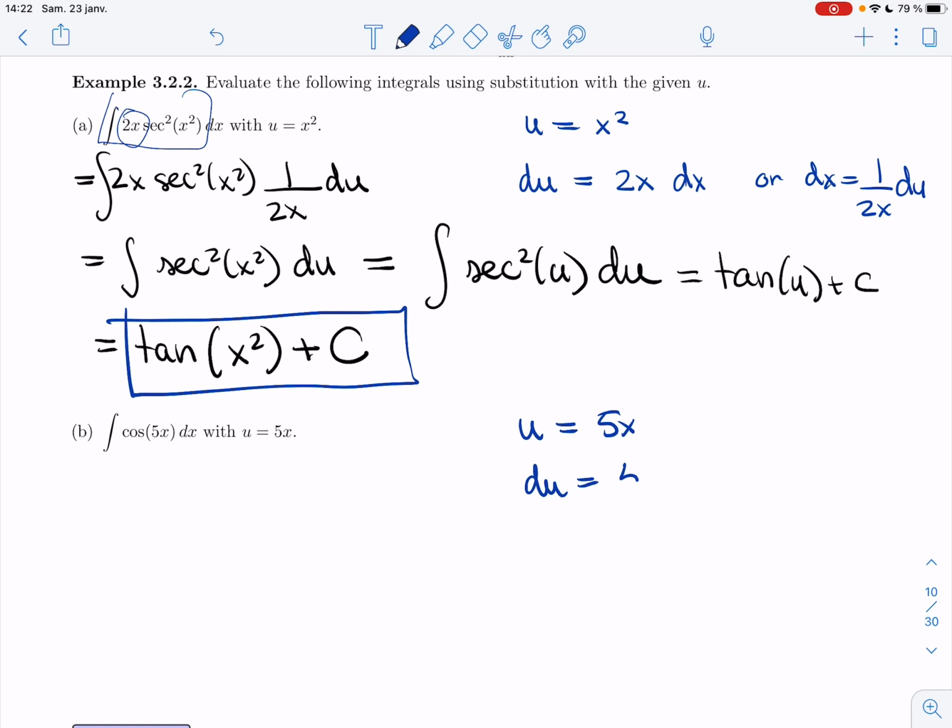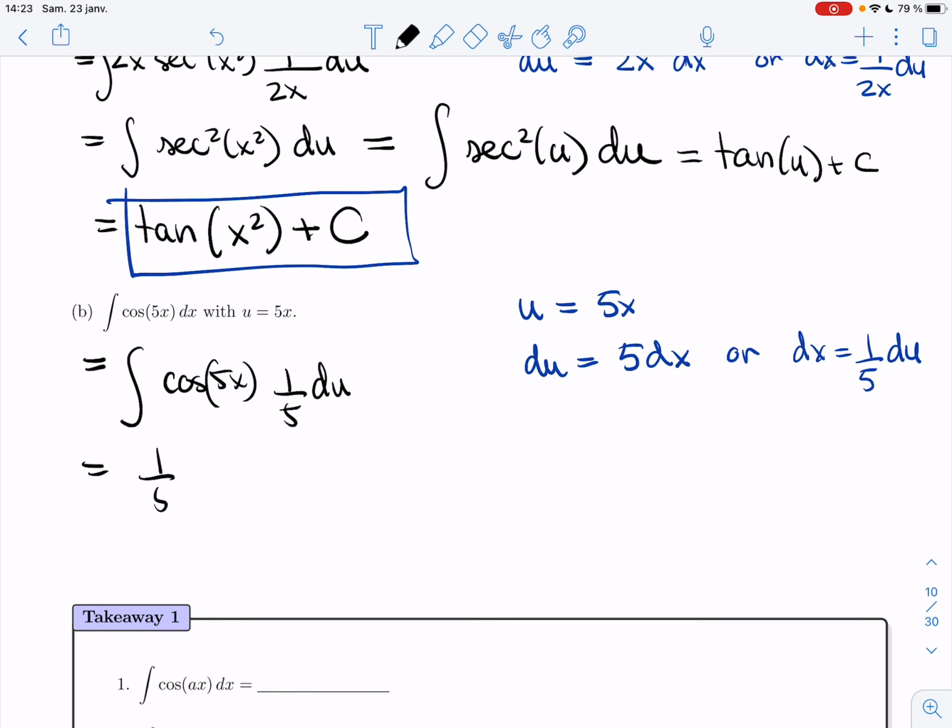Du will be 5 dx, or if you want, dx is 1 over 5 du. All right, so I'm going to replace dx by 1 over 5 du. I'm going to pull the 1 over 5 in front. That's just a constant. And then I need to rewrite this in terms of u. That's easy. That's where I picked my u. So u is 5x. So the inside is exactly u. And then I get du.